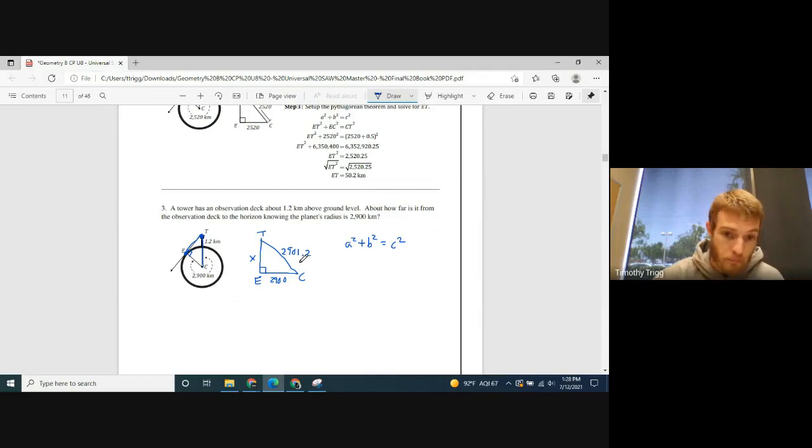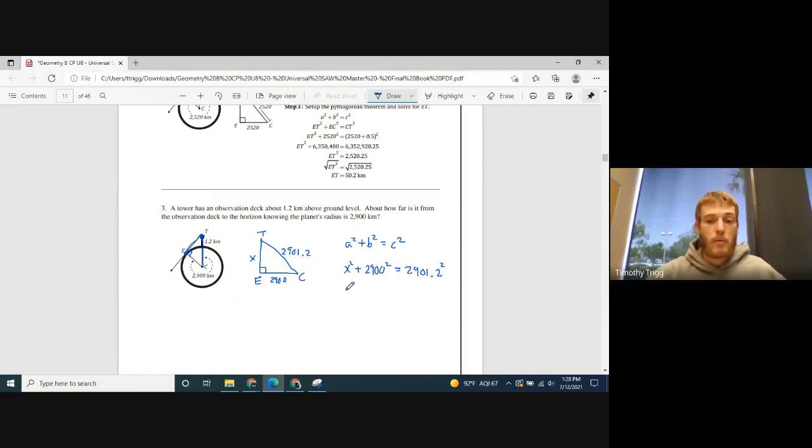Now, in our case, the longest side of this right triangle, the hypotenuse, is TC, right? It's opposite from the 90. You can see that there. The 90 always points to the hypotenuse, the longest side. So our A and B in this case are 2,900 and X. It doesn't matter which one's A, which one's B. I'll just put X first. So the two legs of this right triangle are your A and B. And the C is the hypotenuse, in other words, the longest side. And that also gets squared.